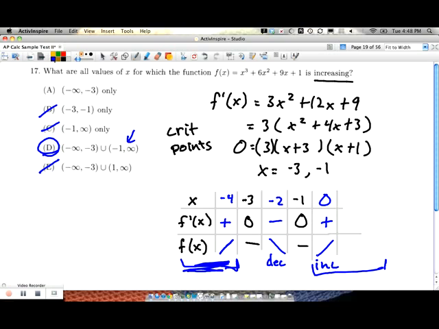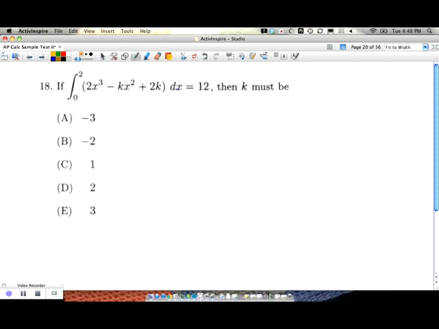Last part, for part 2 here, pretty straightforward problem. Again, we have a constant, and we have a setup, and we have our final answer in the end. We just got to fill in the middle. So I'm going to take the antiderivative of this piece. 2x cubed now becomes 2x to the 4th over 4. Kx squared is going to become kx cubed over 3. And 2k is going to become 2kx.